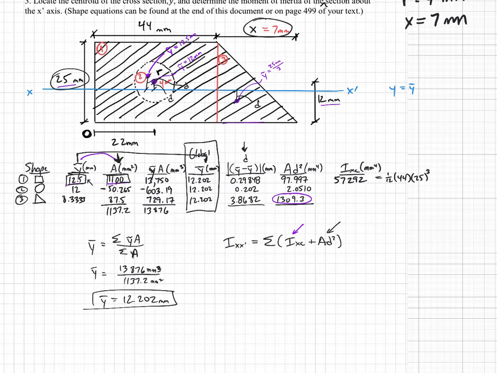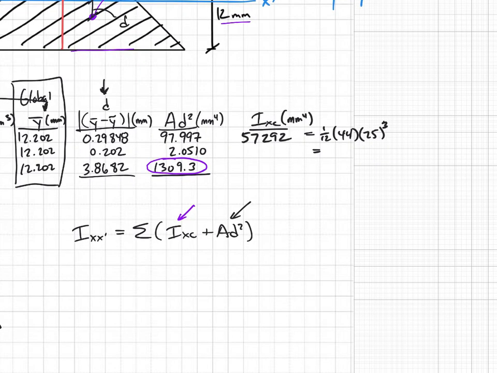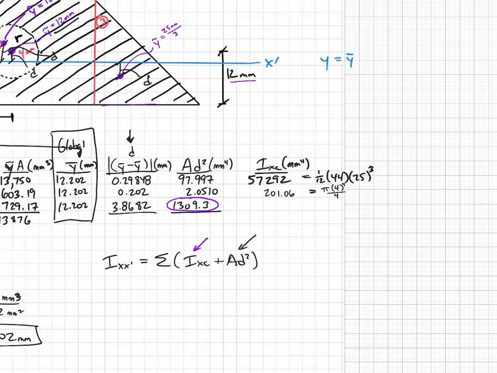Okay, for a circle, let's zoom in here. For the circle, and these are things that you look up on the chart, right? So it's going to be pi times the radius, which is 4, to the fourth, divided by 4. And that's just a formula you look up, right? Okay, and we get 201.06. Okay, and then the last one is a triangle. And triangles are 1/36. The base, in this case, is 7 times the height, which is 25 cubed. And so we're going to get 3038.2. Okay.